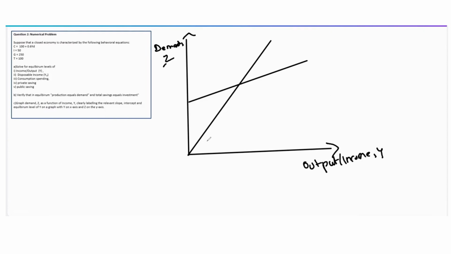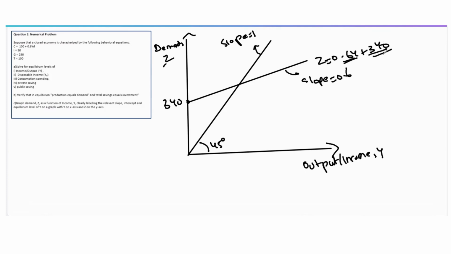And this is our 45-degree line. And we know this has the slope 1. And then this we know is our demand schedule, z is equal to 0.6y plus 340. We know this has the slope 0.6 when we compare it to the general equation of a straight line, because this was a linear function, so this is how we could plot it. And we know its vertical intercept is 340 when you compare it to y is equal to mx plus c, and this represents autonomous spending.